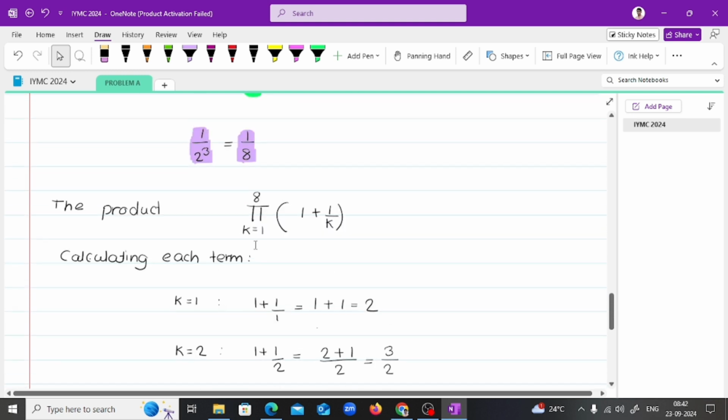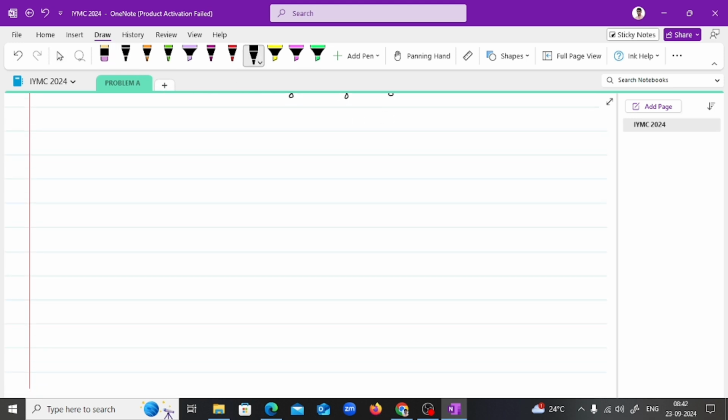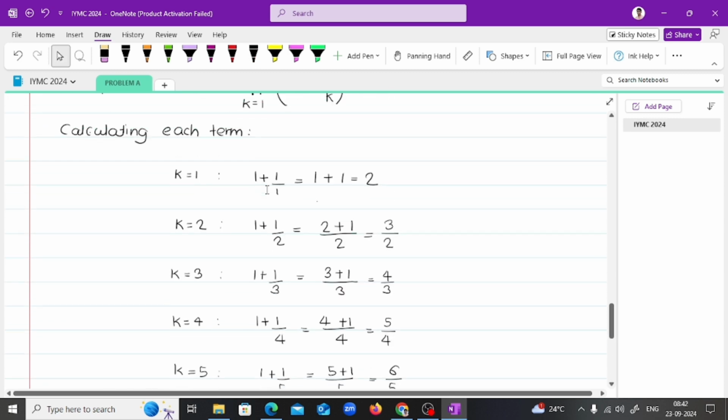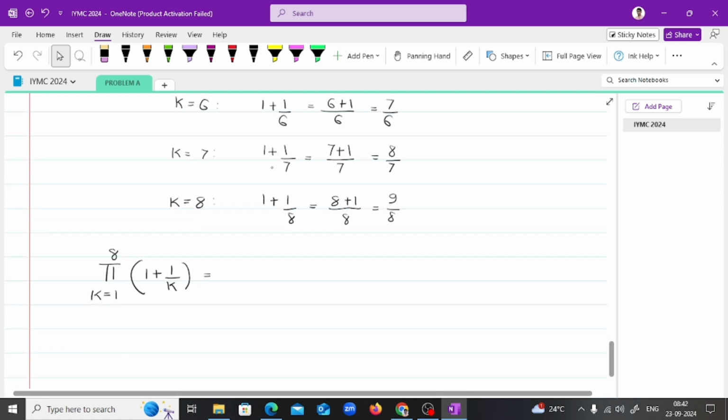Now we will just multiply them together to find the value of this product. So I will write down this product once again. So the product of 1 plus 1 upon k, where k runs from 1 to 8, is equal to, for k is equal to 1, the value is 2. For k is equal to 2, 3 upon 2. For k is equal to 3, 4 upon 3, and so on. For k is equal to 8, 9 upon 8. So I will multiply all the values together.